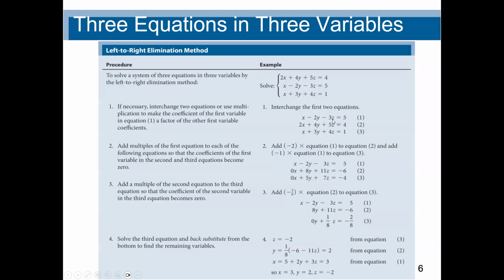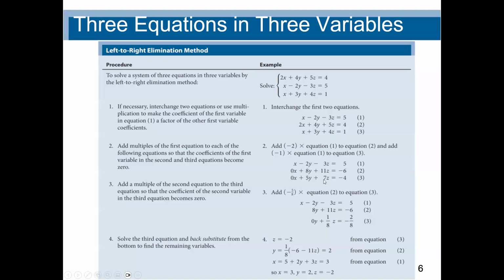Negative 2 times negative 3 will give me positive 6. Positive 6 plus positive 5 will give me 11z. And the last, negative 2 times 5 will give me negative 10. Negative 10 plus 4 will give me negative 6. So we have our zeros now.